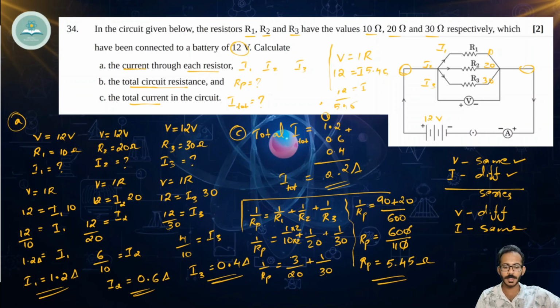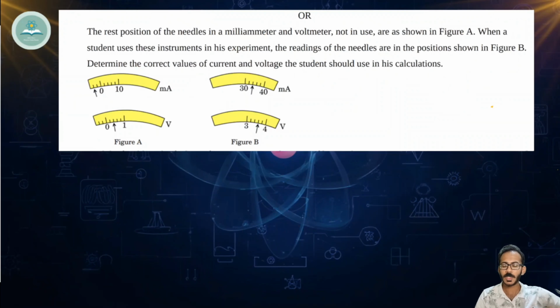Let's go to the next question. This is the OR question here. This question is based on the least count, the least count of an instrument. You know what least count is? Least count is the lowest value that you can measure using an instrument.